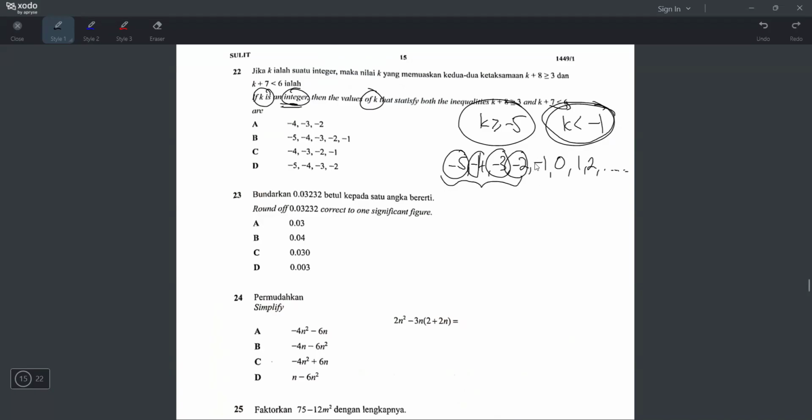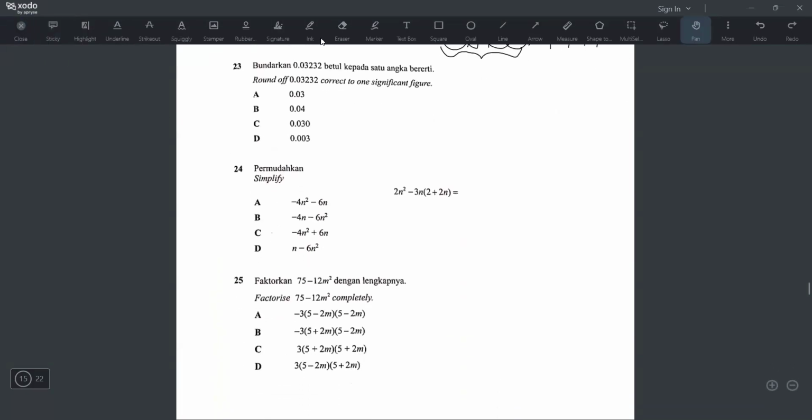Okay, this negative 1 cannot be taken, because they never put the line down here. If they never put the line down here, it means negative 1 is not included. So the answer is D. But the negative 5 has to be taken, because they put the line down here, which means negative 5 is included, right? Okay, this one also very easy.